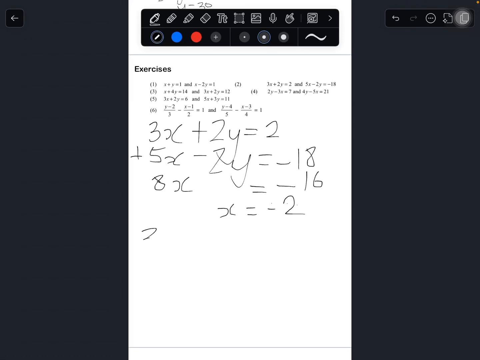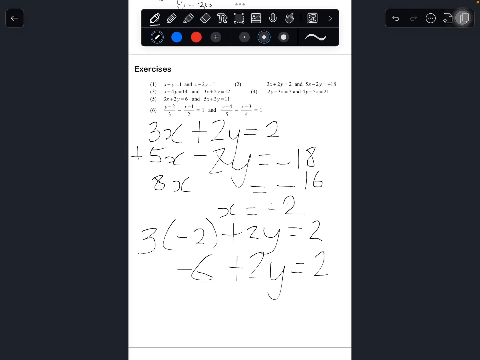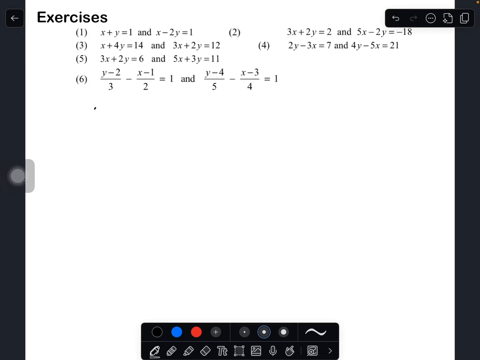So we can have 3 into 2, right, plus 2y equals 2. I'm going to have 6 plus 2y equals 2. And then we're going to have 2y equals negative 4. Okay, so now we have this question done. It's time to move on to, oh sorry, 2y equals 8, y equals 4. Now we have this question done. We can now move on to the next one. On to the third equation.